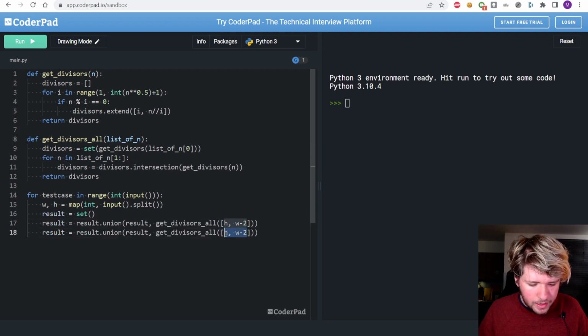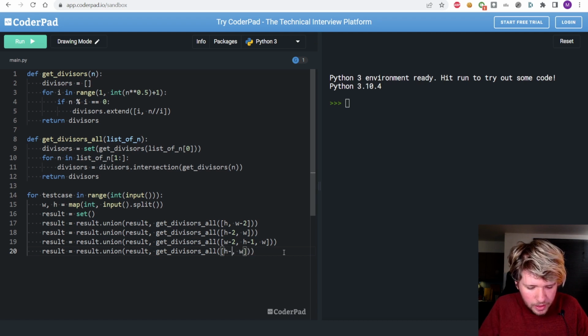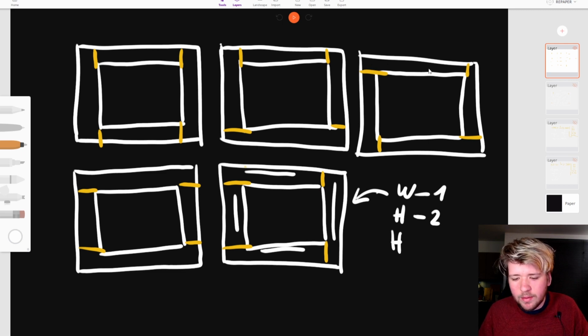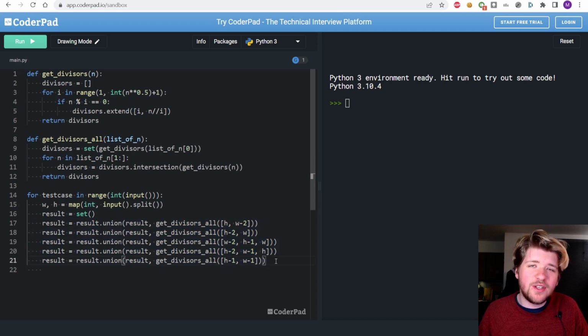So we had h and w minus 2, we need h minus 2 and w, which is the symmetrical test case. Then we need w minus 2, h minus 1 and w, and the symmetrical, of course, h minus 2, w minus 1 and h. And for the last test case, it's h minus 1, w minus 1. Okay, well, that's an ugly block of text. Maybe you shouldn't do that in real world code, but this is competitive programming, it's a special world.